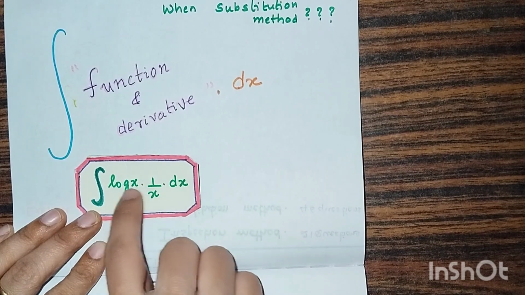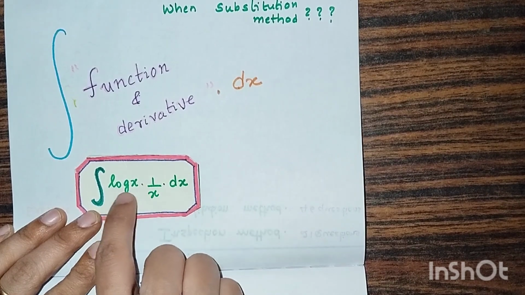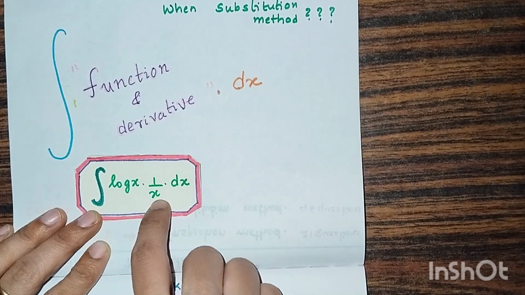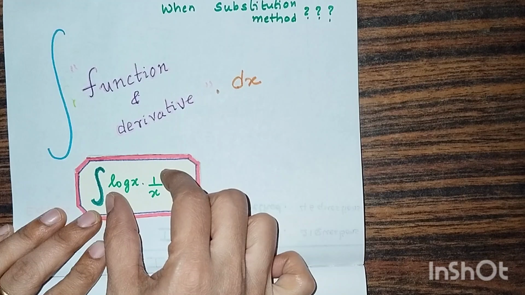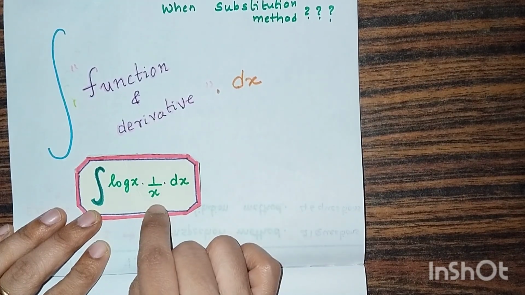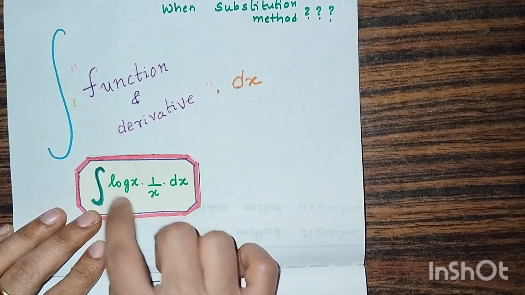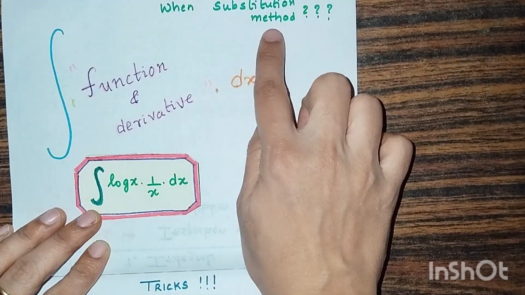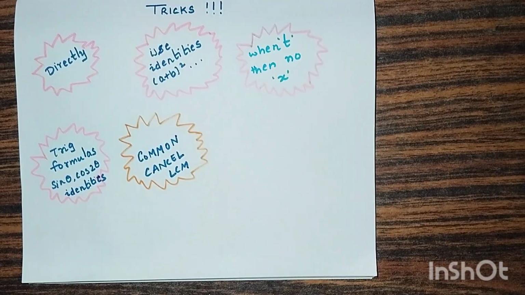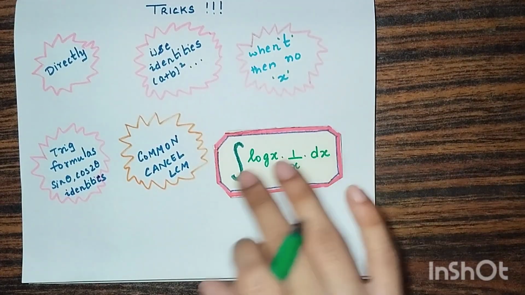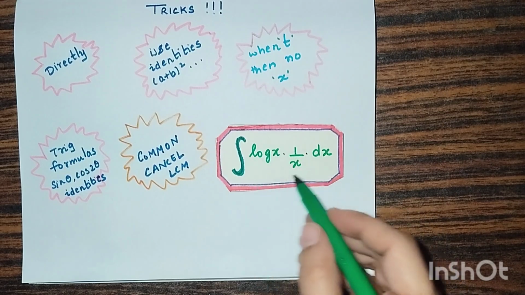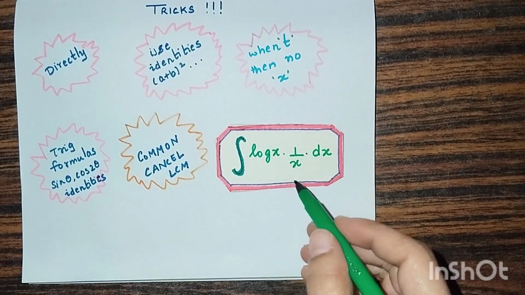If you observe these two functions carefully, log x is a function. If you differentiate log x, you will get 1 by x. So in this integrand, there is a combo of both the function and its derivative. So when you have an integrand of this type, we will apply the substitution method. This is the key thing to remember. So now we understood that when we have the function and its derivative, we will apply the substitution method and find the integral.